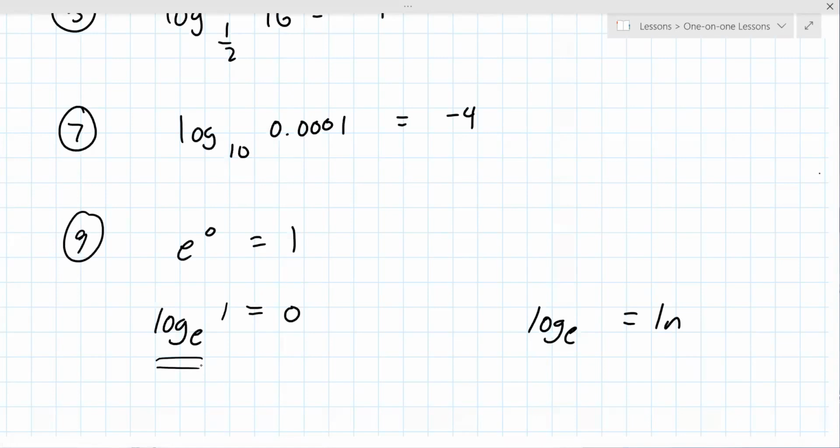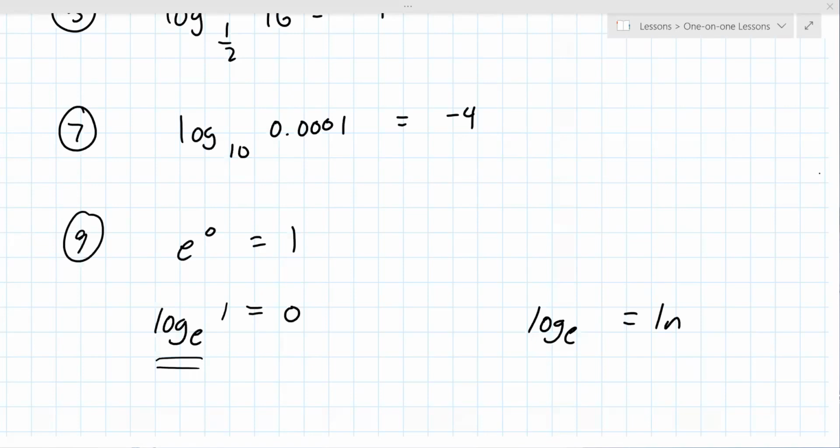I got to number 13. Is it square root 3 to the 8th equals 81? Yeah, it's square root of 3 to the power of 8 equals 81. All right. On the 15, 10 to the negative 3 equals 0.001. 17. This one is just, what is this? Is 10 to the 0.5 equals root 10.